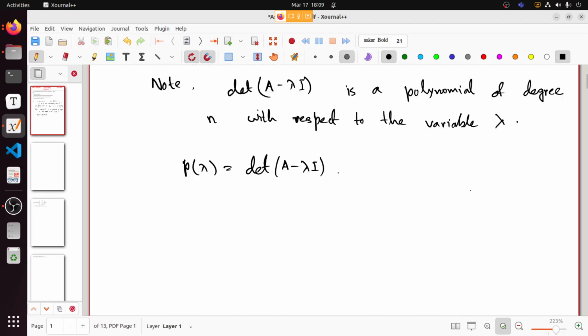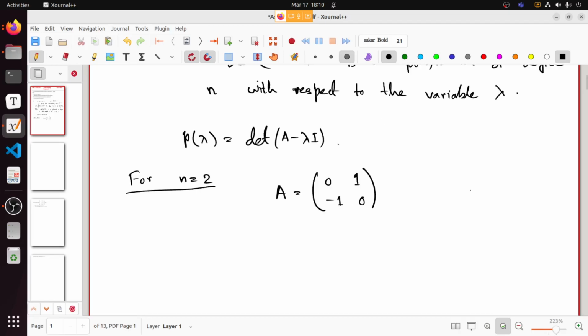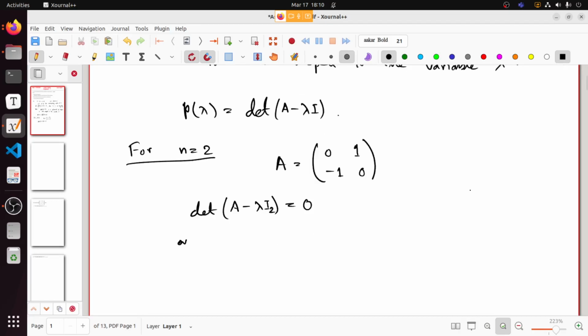Let's take n equals 2, an even dimension. Consider the matrix A equals [0, 1; -1, 0]. This is called the rotation matrix; it just rotates vectors by 90 degrees. What are the eigenvalues of A? Compute the determinant of A minus lambda I, where I is I2. This is the determinant of [-lambda, 1; -1, -lambda], which should be 0.